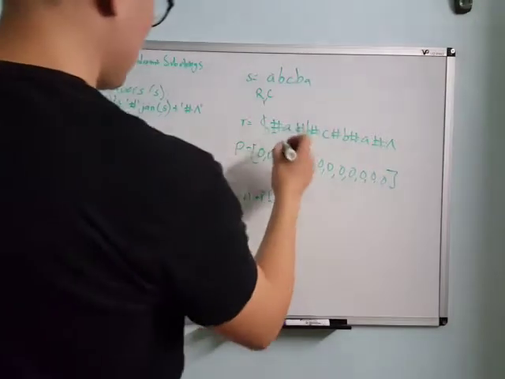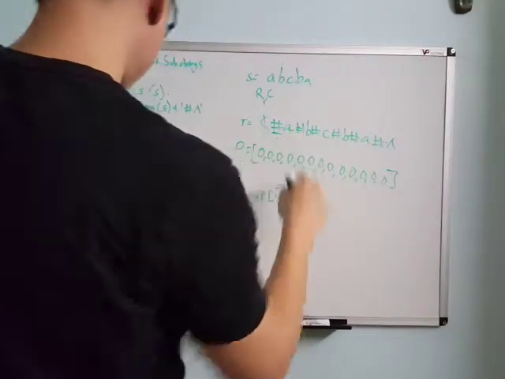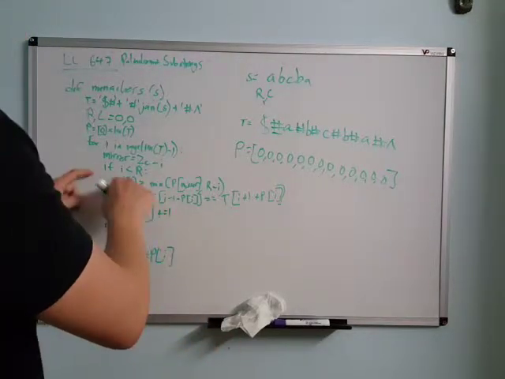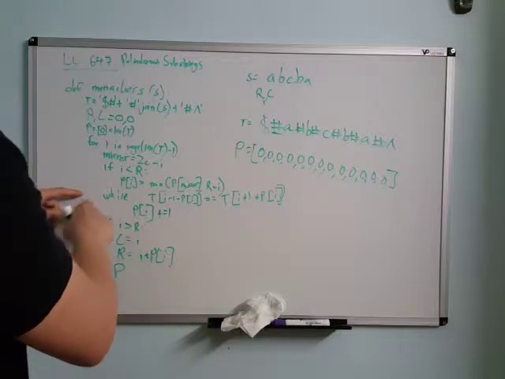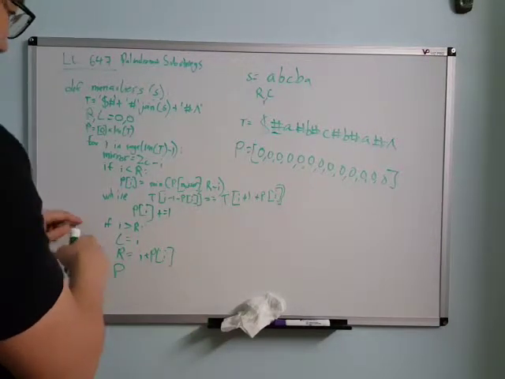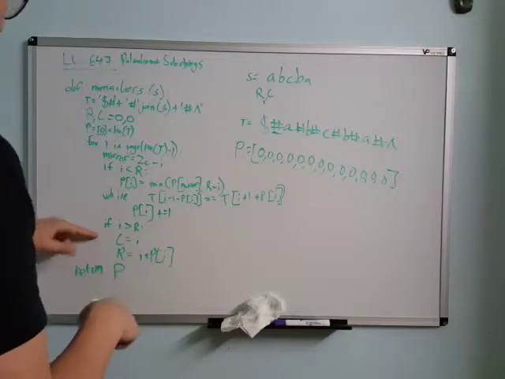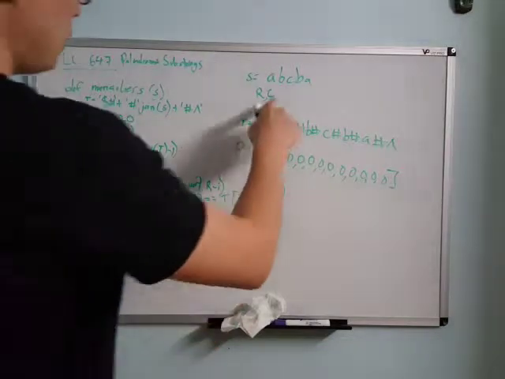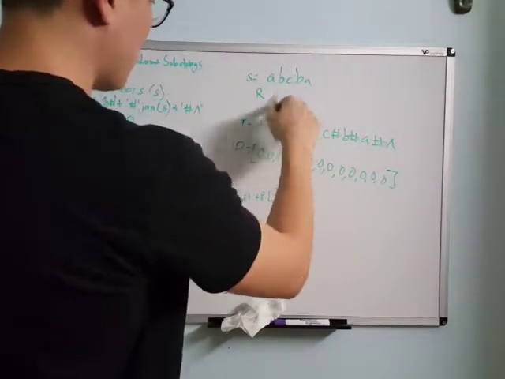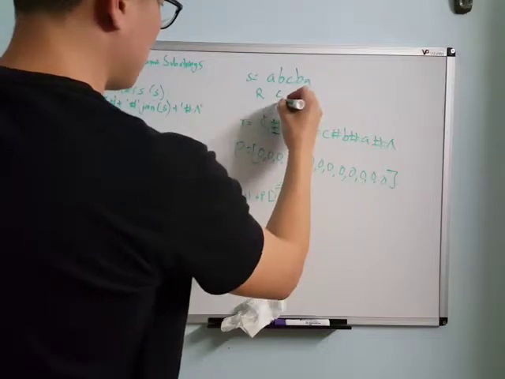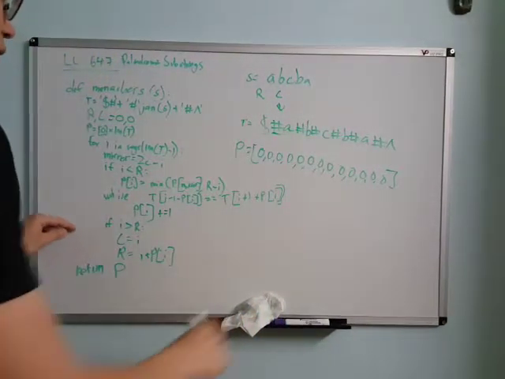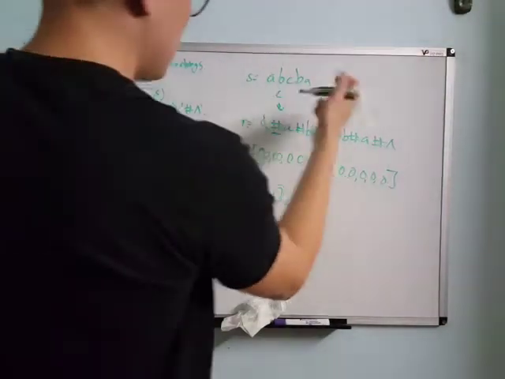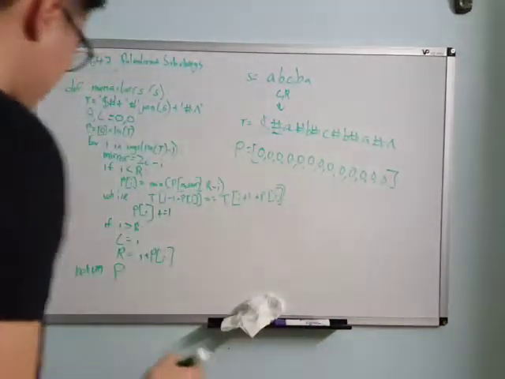So now we're at index 1. If I is less than R, no it is not. So we don't do this. While the left and right are equal to each other, no they're not. If I is greater than R, yes it is. Then we update C is equal to I. And then R is equal to I plus P of I. So this is now our center. It stays where I is.